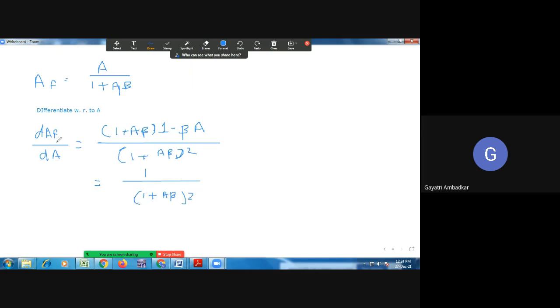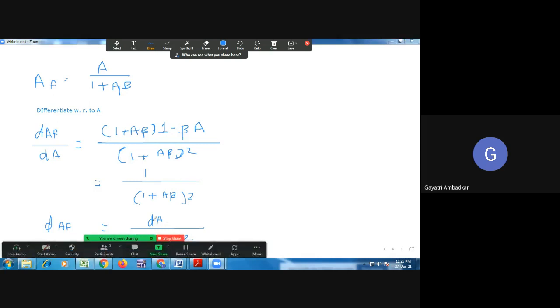What is this? DAF upon DA: changes taking place in AF with respect to changes taking place in A. So from this I can say that DAF, changes taking place in gain with feedback, is equal to DA, changes taking place in A, divided by 1 plus A beta square. So changes in the gain with feedback is reduced.